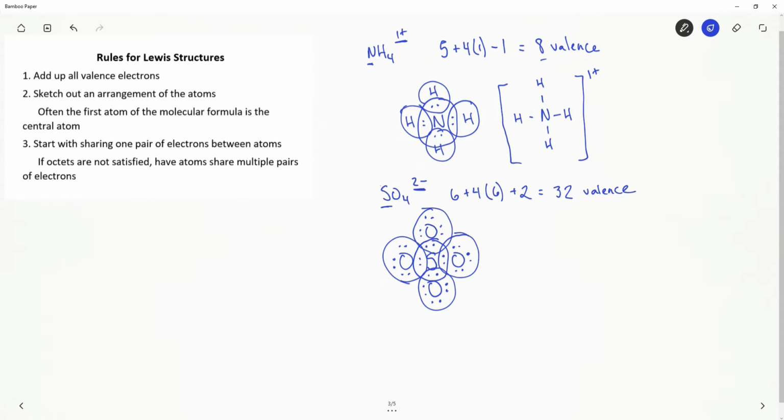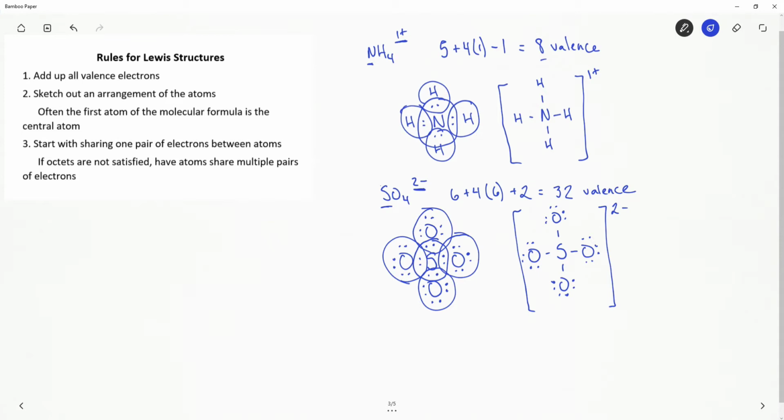Now let's draw it out a little prettier than this. So sulfur has a single bond to each of the 4 oxygen atoms. Now remember, you must put in the lone pairs. And for sulfate, this means quite a few lone pairs. So make sure you get all of those electrons in there. And of course, this is a charged species, so I will bracket it and put the charge on the outside.